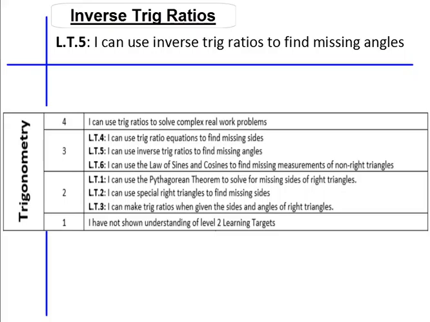This next lesson is going to cover what are called inverse trig. Inverse trig ratios are a way of finding missing angles, and that's our learning target 5. I can use inverse trig ratios to find missing angles. So this is our second learning target of our level 3 work. Remember, in order to do this, we need to understand trig ratios, which was one of our level 2 targets. And it comes after our using trig ratios to solve for missing sides.